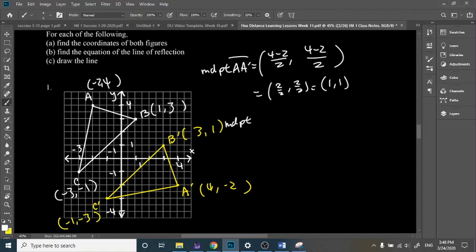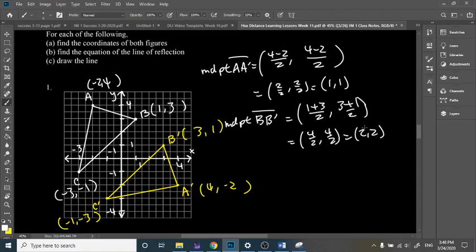Now let's do B and B prime. Why not? Equals, okay, 1 plus 3 over 2, 3 plus 1 over 2. We end up with 4 over 2, 4 over 2. Okay, interesting. We have (1, 1) and (2, 2).